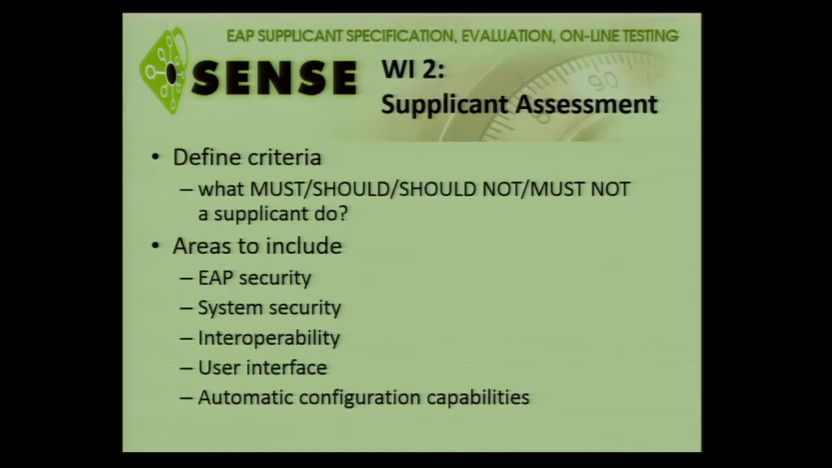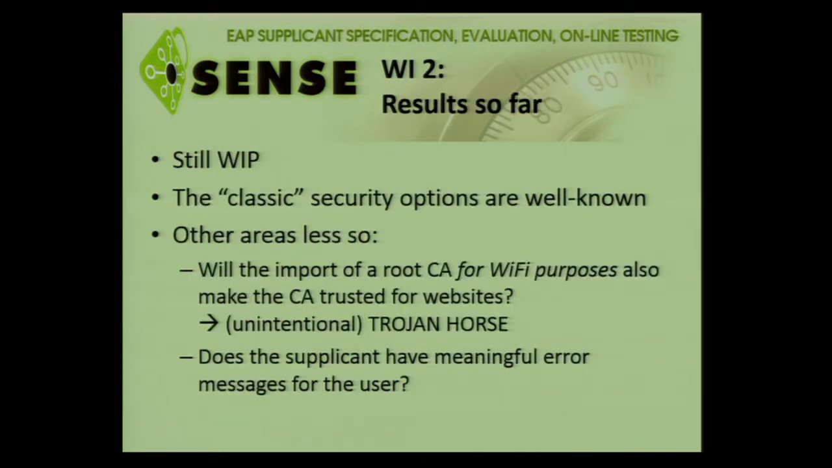How far did we get? Well, it is still work in progress. I have this as a file on my PC, and I didn't release it yet. What we have seen is that the classic security options are well known. Some supplicants lapse in that area, so they don't ask for the server name. If you know enough about EAP, that is important. But we also found some interesting things that implementers of supplicants don't often think about, it seems.